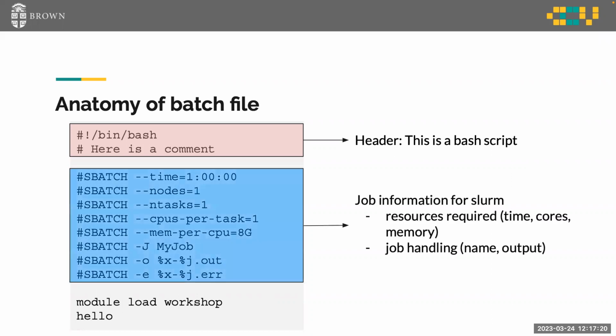The next part of a batch script is where the job information for Slurm goes. This is where you request your resources. So this is all resource requests here: time, nodes, tasks, CPUs per task. So this is cores, memory. And then this is job handling. We'll talk about that a little bit: what to call the job, where to put the input and output files, what to call the output and error files. So this is all information for Slurm.